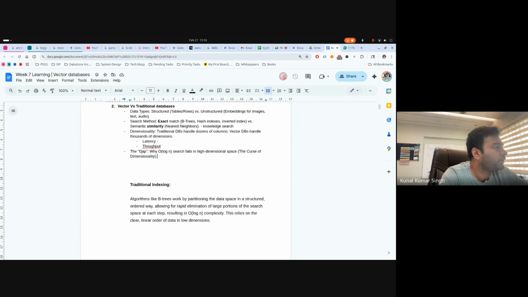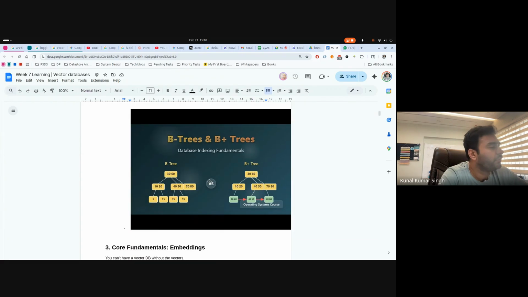Okay, so I'll move to this. Now let's look at this one thing. So this is important, right? So we can see, these are the traditional indexes, right? In maybe MongoDB, MySQL, we support these B or B plus tree indexes.